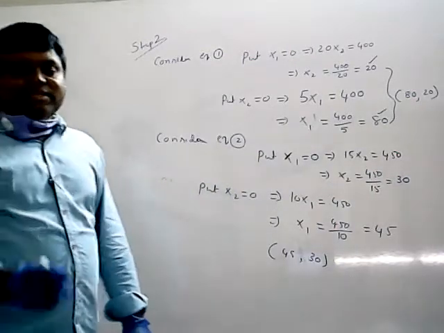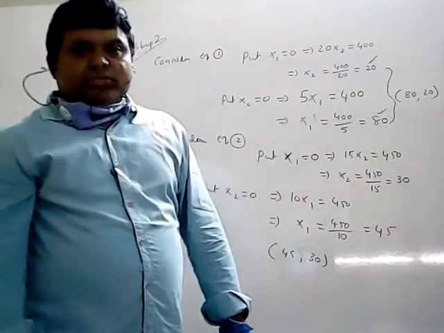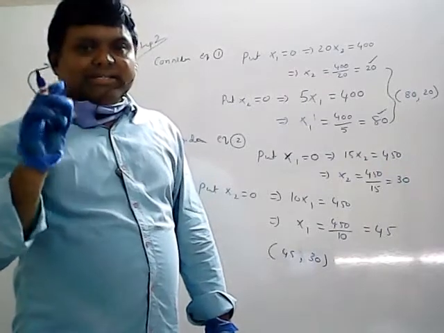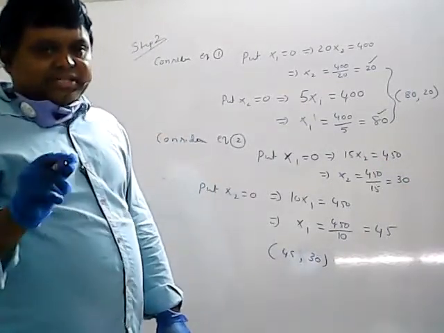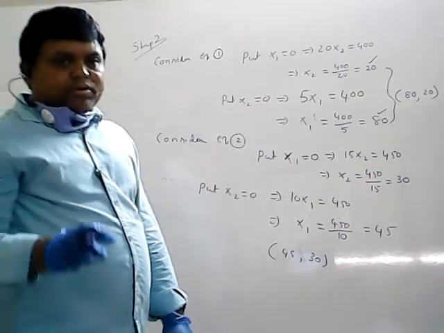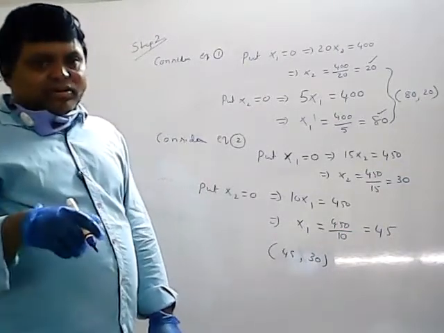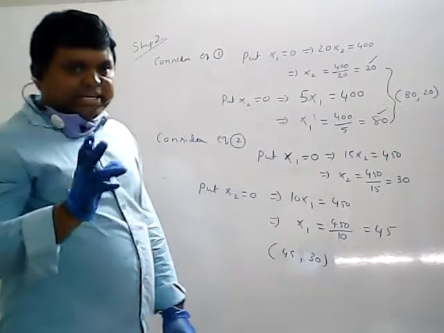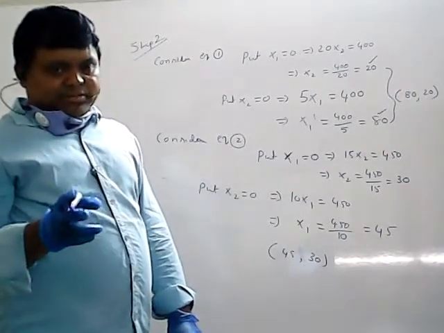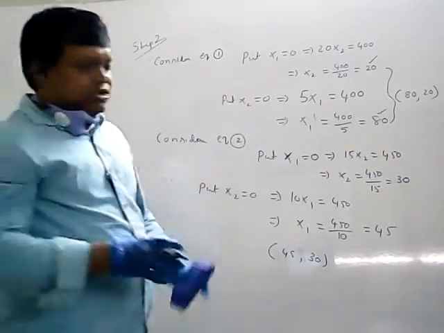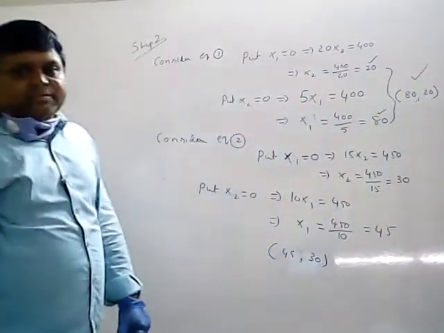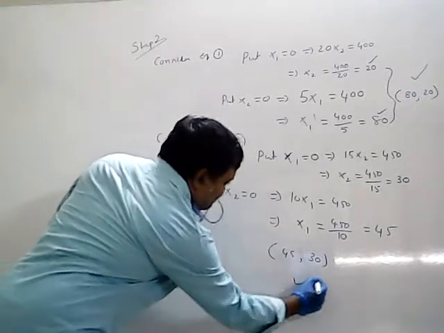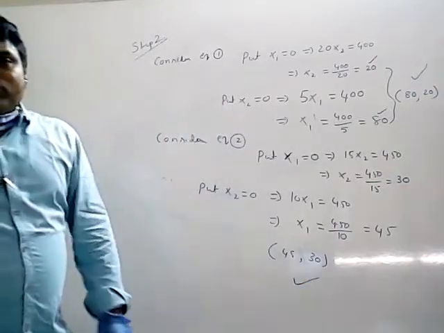Okay, now what is step number 2 you have written? Step number 2 is nothing but plot each equation on the graph, as each one will geometrically represent a straight line. For representing a straight line in the graph, you require points. How many equations are there? 2 equations, so you require 2 points. That's why I have identified the first point, 80, 20, and the second point, 45, 30.